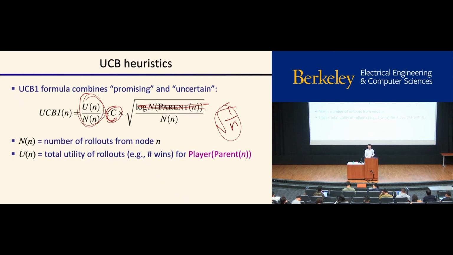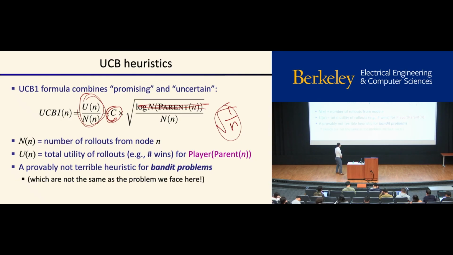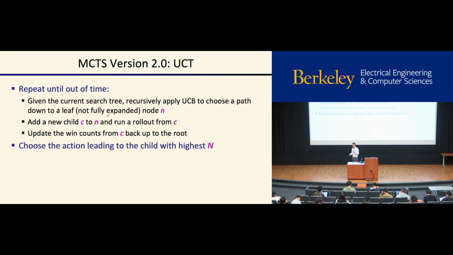OK, so this part is not super important yet. It will come back up when we talk about bandits. Turns out that you can prove that this is a really good heuristic for bandits. But it's not the same problem that we face here. Here we face trees, and bandits are slightly different, which we'll find out later. So we have to modify this slightly. We get something called upper confidence bound applied to trees, which is called UCT.